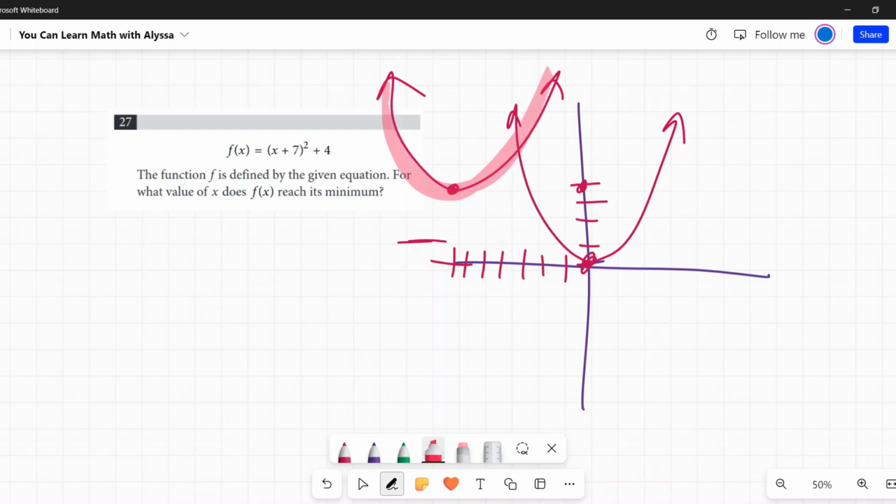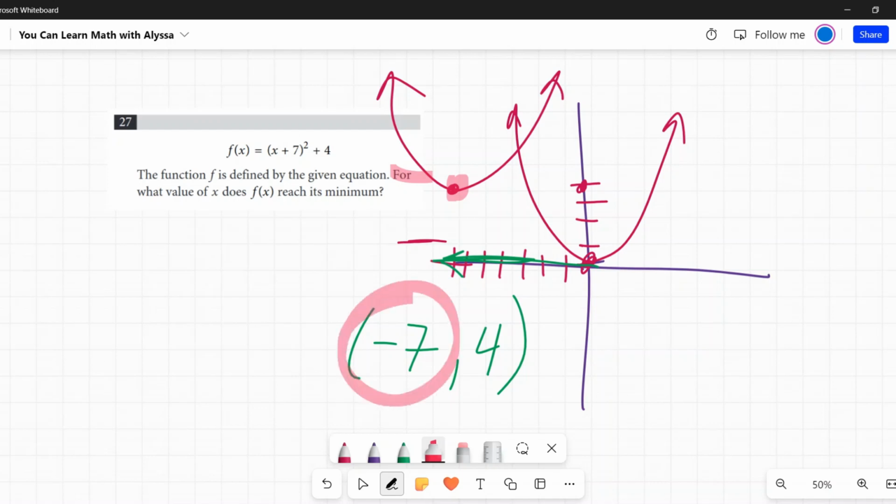So the function f is defined by this given equation, which I've done a very rough drawing of. Again, we're just sketching it out quickly so we have something to look at. For what value of x does f of x reach its minimum? Well, there's our minimum right there, our vertex. What is the coordinate? Well, x comes first, and we went negative 7 in x, and we went up 4. So that's negative 7, 4. And it's asking, what is the value of x? The value of x there is negative 7.